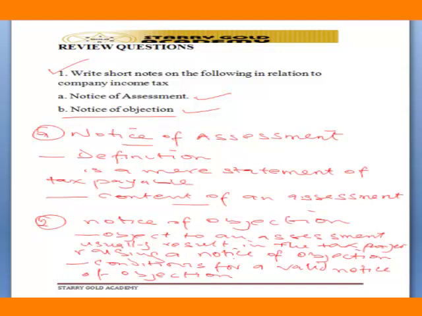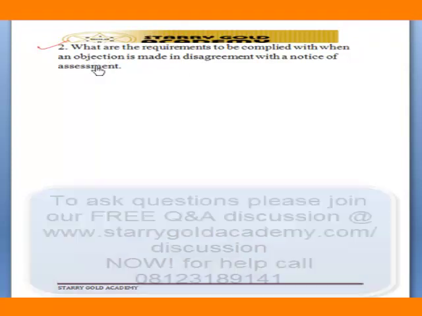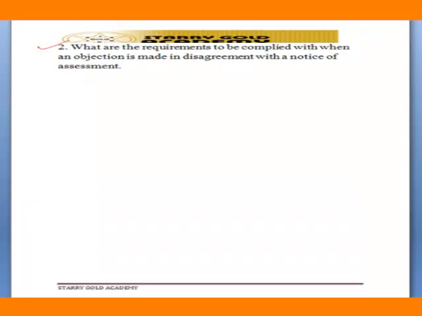Now, this question is asking us that if there is an objection to a notice of assessment, what are the requirements? What are the requirements expected to be complied with? Invariably, you are being asked for the conditions for a valid notice of objection. So, to answer this question, just simply put down the conditions for a valid notice of objection. What are these conditions?